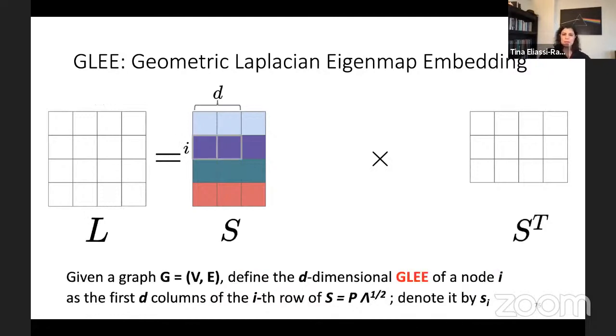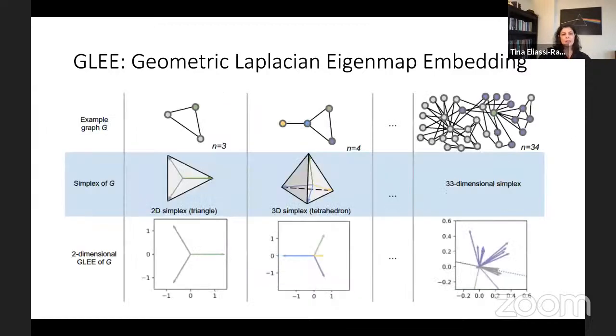But what I want to do in terms of embedding is not use all the n-1 dimensions, but just use d dimensions of it. And so the question then is, how do I pick d? And this is just a picture of the graph Laplacian, the geometric Laplacian Eigenmap embedding, where if I have a graph that has 3 nodes, then it can be mapped to a 2D simplex triangle. And here is the embedding of these 3 nodes in this 2D space.